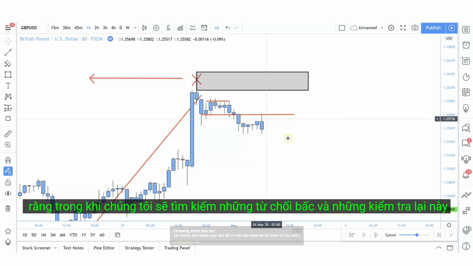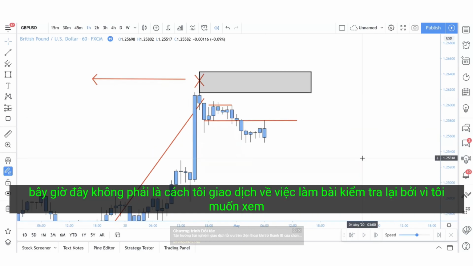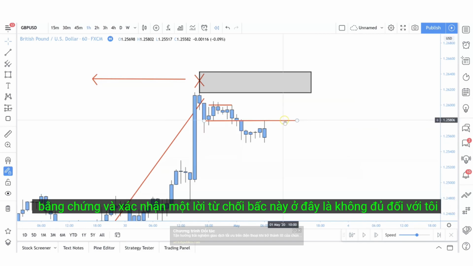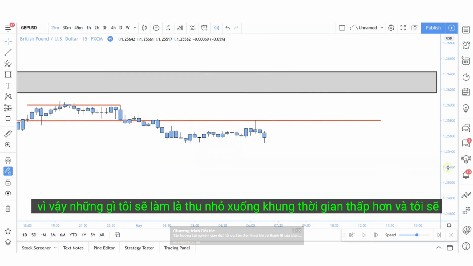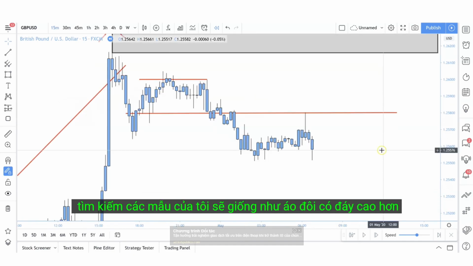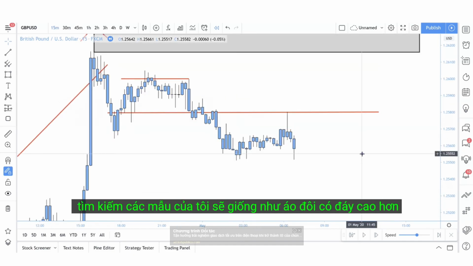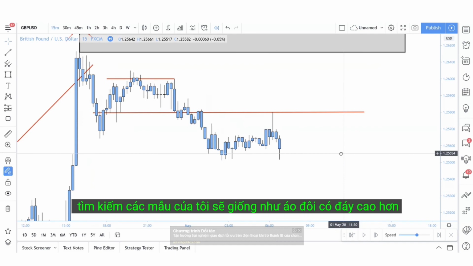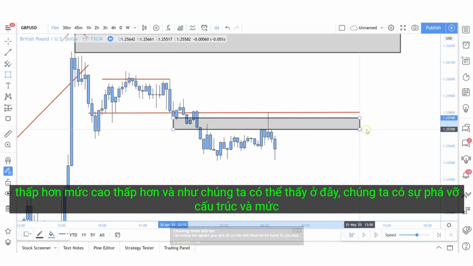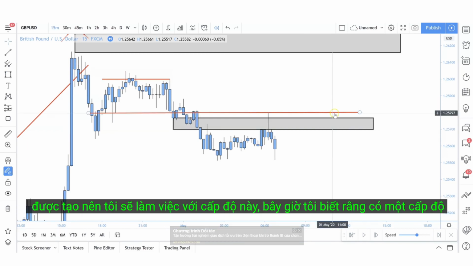Now, this is not how I trade in terms of taking a retest, because I want to see evidence and confirmation. This one wick rejection here is not enough for me. So what I'm going to do is scale down to my lower time frames, and I'm going to be looking for my patterns, which will be like double tops, double bottoms, higher lows, lower highs. And as we can see here, we have a break of structure and a level created. So I'll work with this level now.